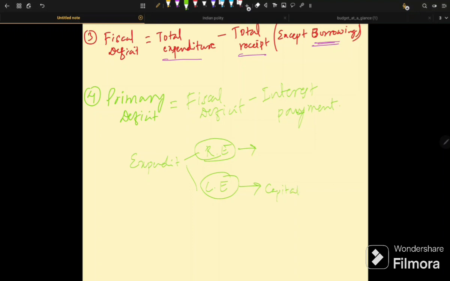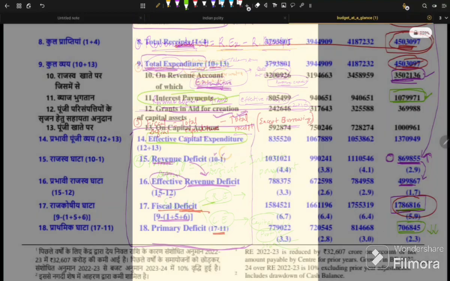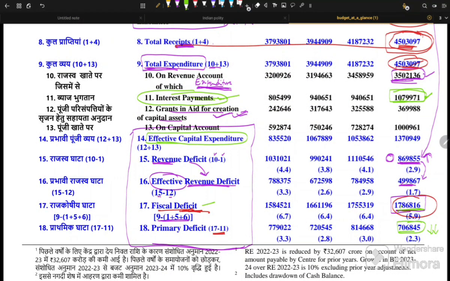By creating that asset, it is beneficial for the economy. For example, if the country builds a port, then ships will come from the international market. It creates jobs there. There will be many benefits from capital expenditure. Okay. Then see the budget document. What is the capital expenditure? Capital account means capital expenditure. What is the amount of capital expenditure? 10 lakh something, 10 lakh crore actually.